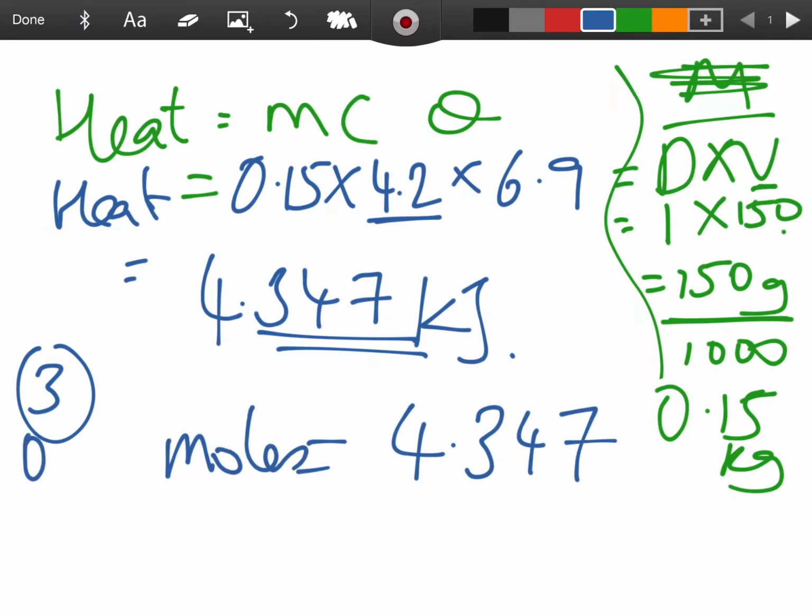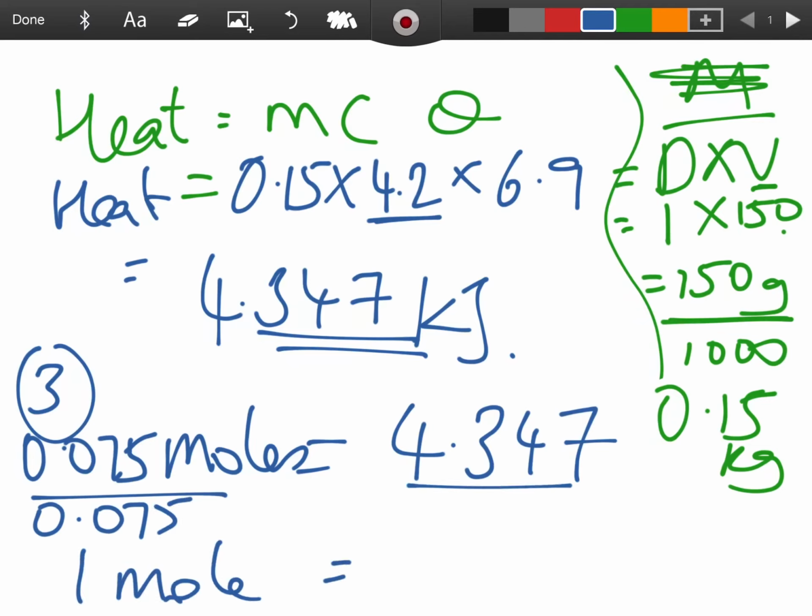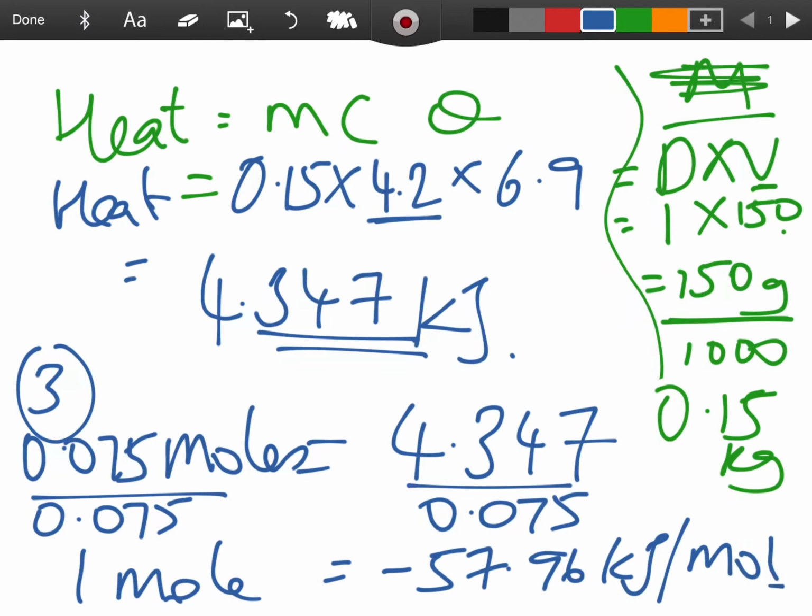Now, how many moles of acid was responsible for making that much heat? That's my next step. You equate your number of moles to the heat that was formed. In the previous, or part 1, step 1, we figured out the number of moles was 0.075. So how much heat would 1 mole give? Divide both sides by 0.075, and then you're going to get minus 57.96 kilojoules per mole, okay? Negative value, lads, always give the heat of neutralisation a negative value.